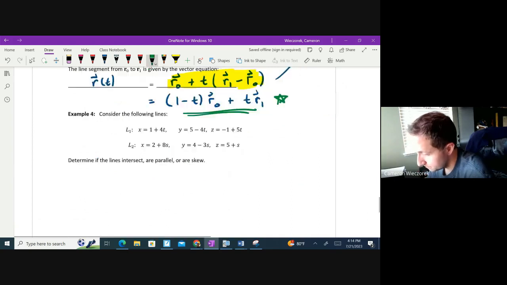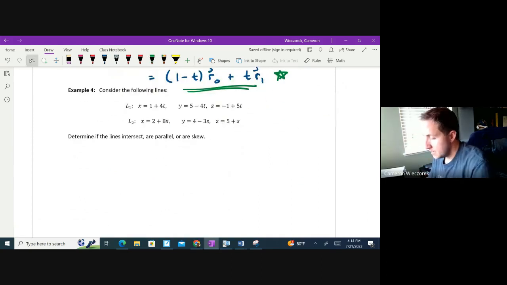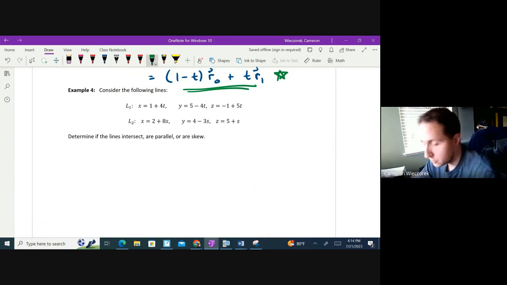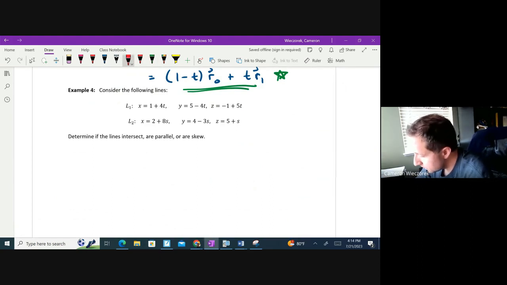Okay, last question. One to make us think a little bit. They give us a pair of lines. L1 is given by the components x, y, and z using parameter t. Line 2 is given by the components x, y, and z with parameter s. They're just using two different variables for the parameter here. One thing I'm going to do is write these in vector form because we're going to want to look at the direction vectors.